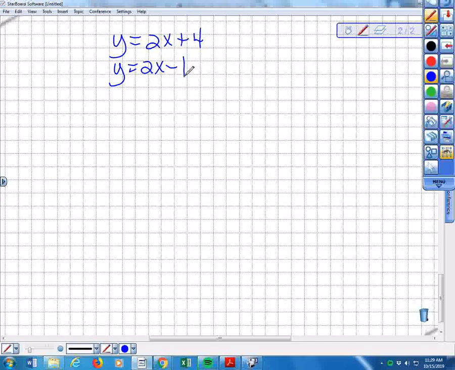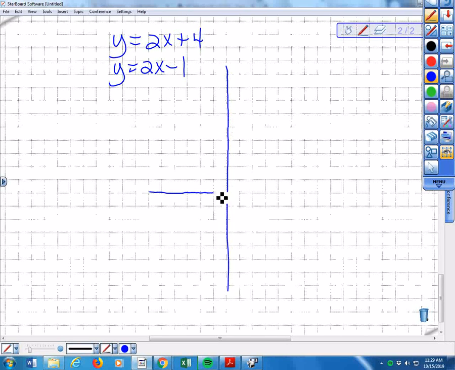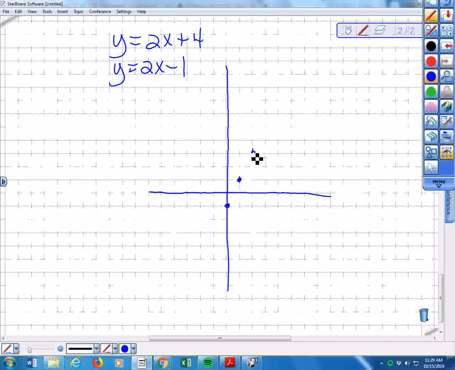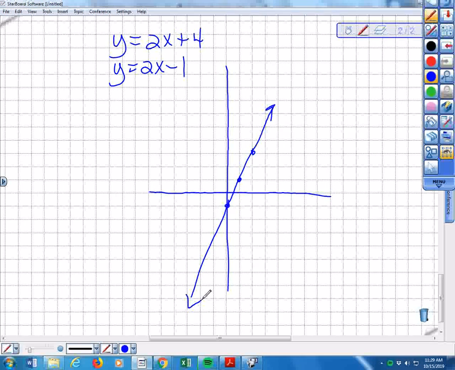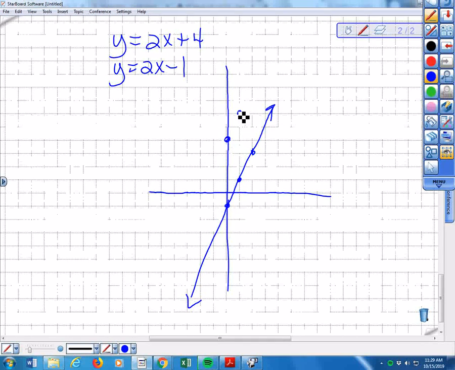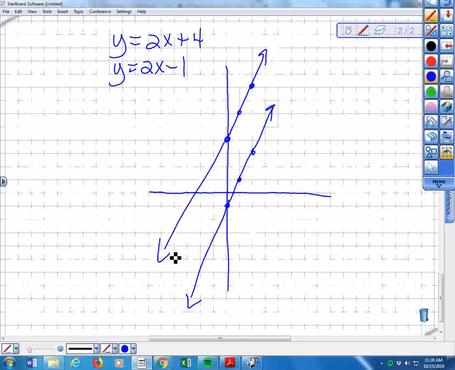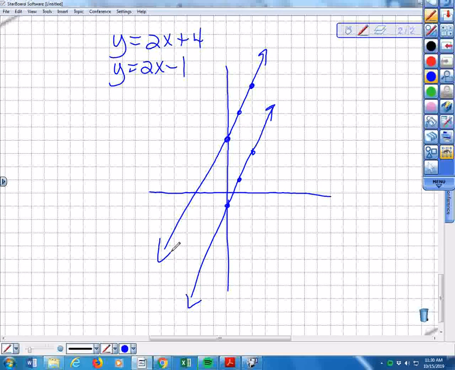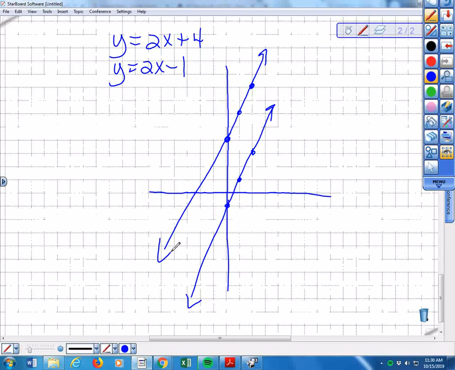Okay, so I'm going to just draw them real quickly. Negative 1, up 2 over 1. And then 4: 1, 2, 3, 4. Up 2 over 1. Okay, my two parallel lines. They want to know the shortest distance between them.